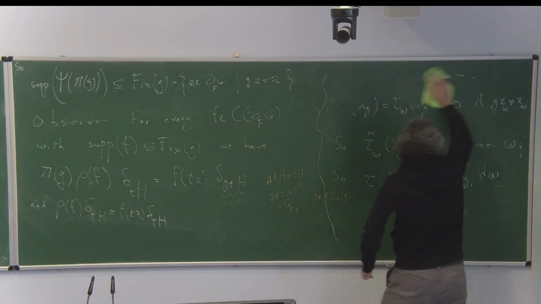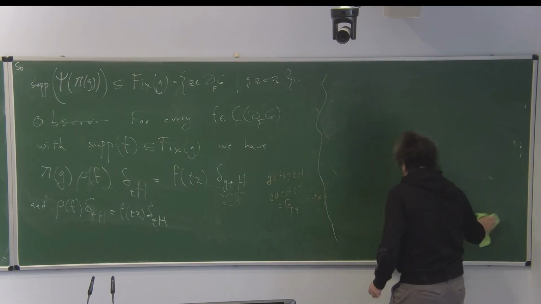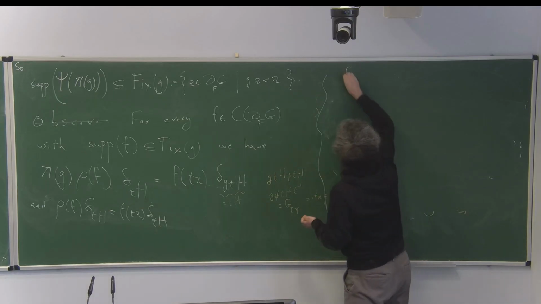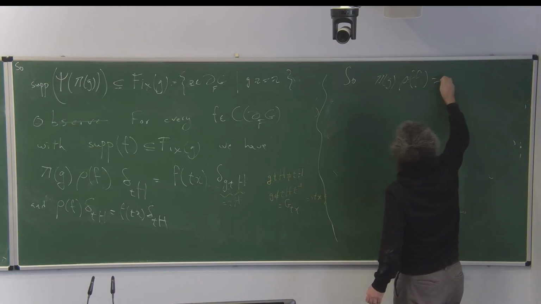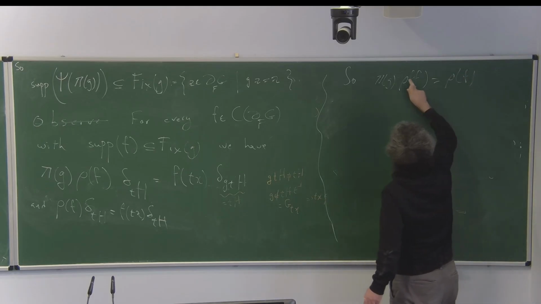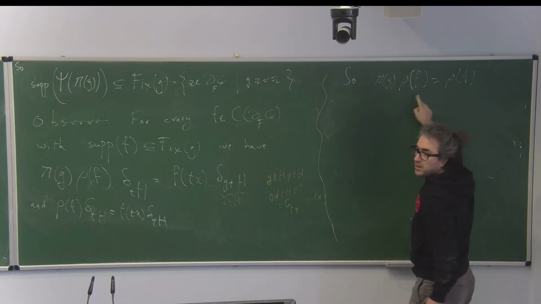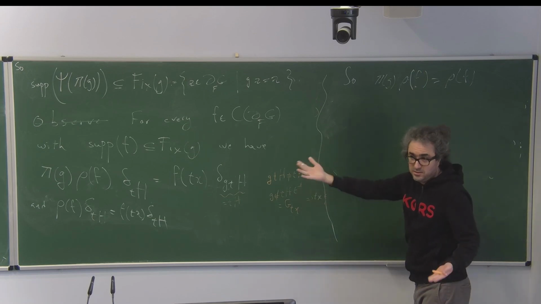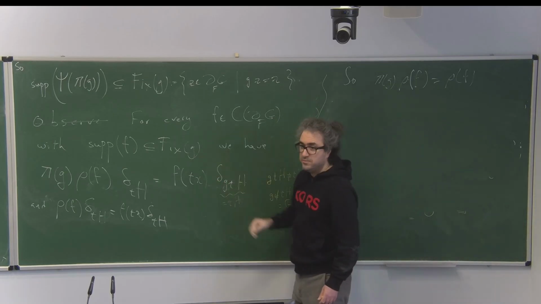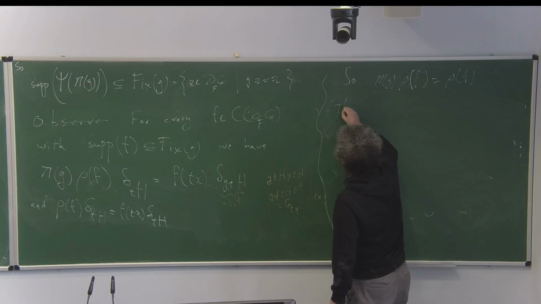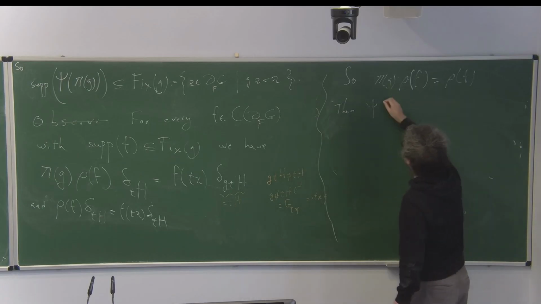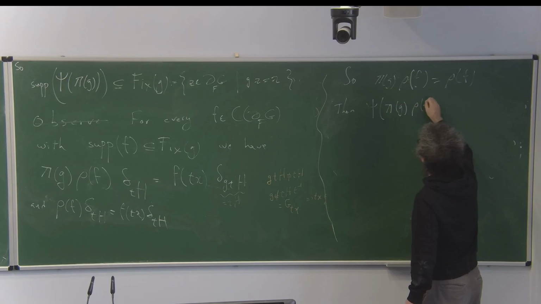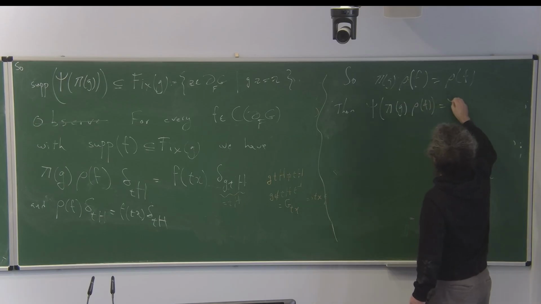So pi of g rho f equals rho f for every f that is supported inside the fixed points of g. Then I apply my map psi to the whole thing. Then psi of pi g rho f is psi of rho f.